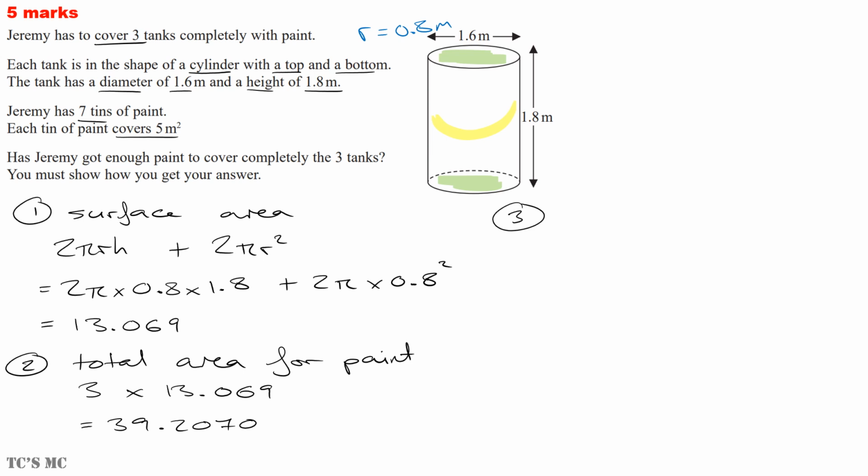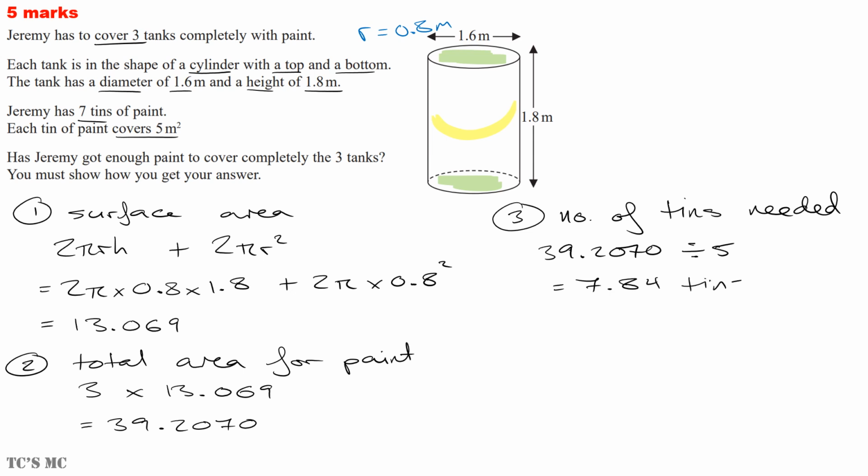Step 3, we need to know the number of tins needed. Each tin covers 5 square meters, but we have 39.2070. So divide that by 5 and we end up with 7.84 tins needed. My answer has been rounded. I now have 4 marks.